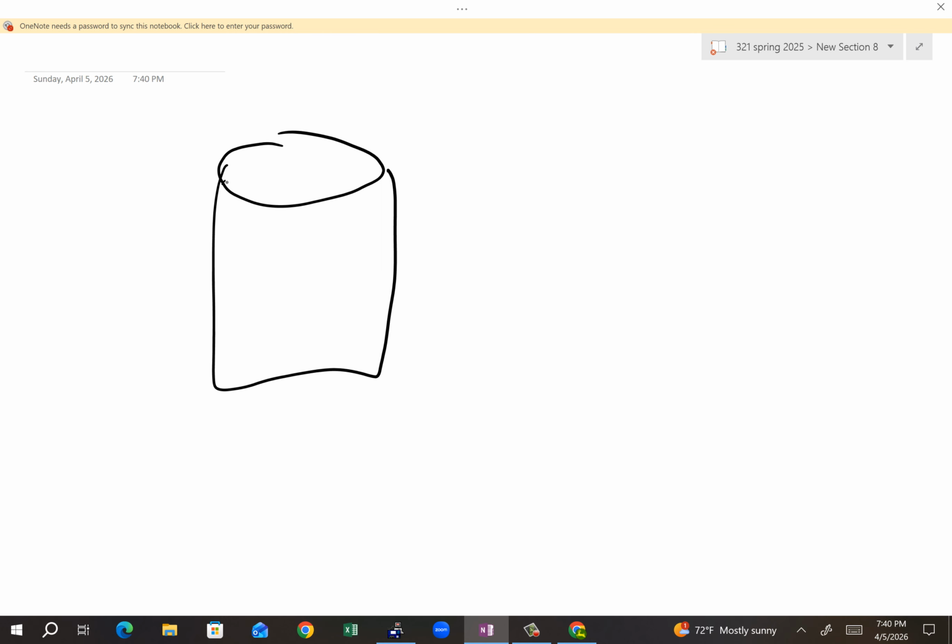A 1 liter Pyrex beaker is filled to the brim at 20 degrees C. So here's your beaker. There's water in it.